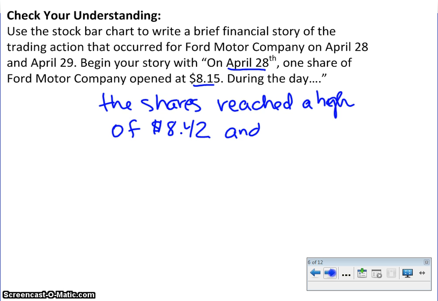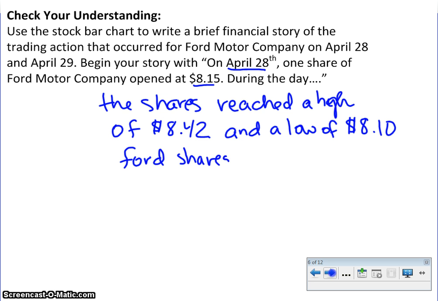And a low of $8.10. And then Ford shares closed at approximately, and I'm going to go ahead and just abbreviate that, $8.21.